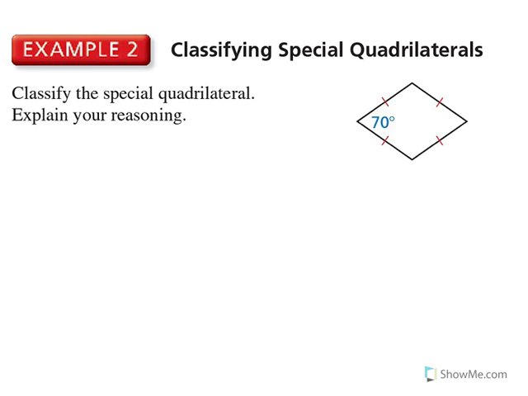And so briefly, if we look at this example 2, it wants us to classify this quadrilateral. So if we look at it, it has four sets of congruent sides. And then it tells us one angle is 70 degrees. What it doesn't tell us is if the sides are parallel or not.